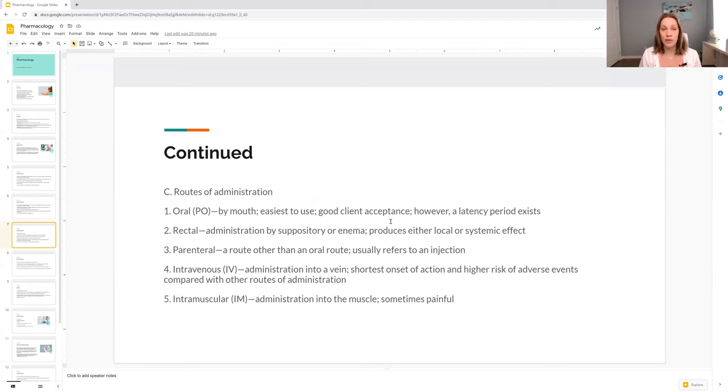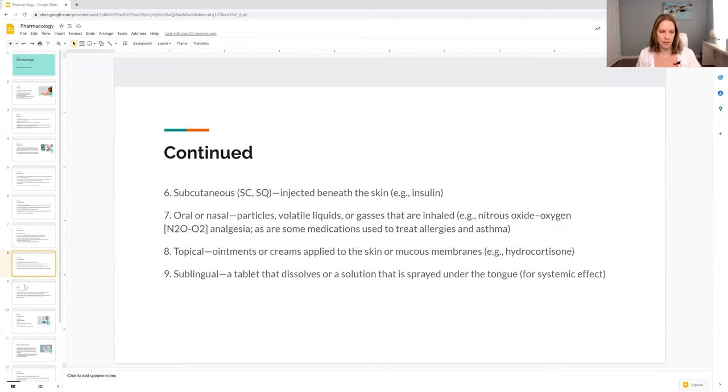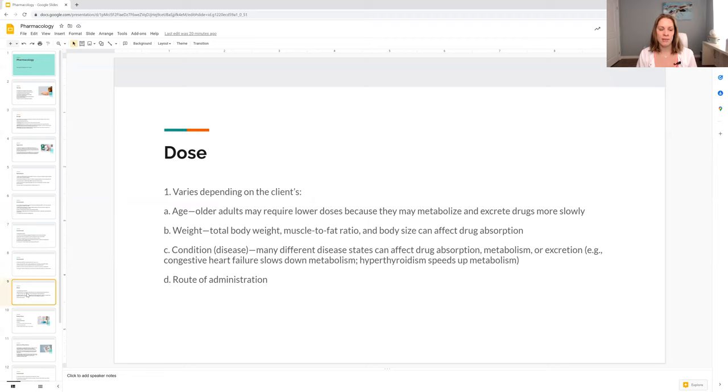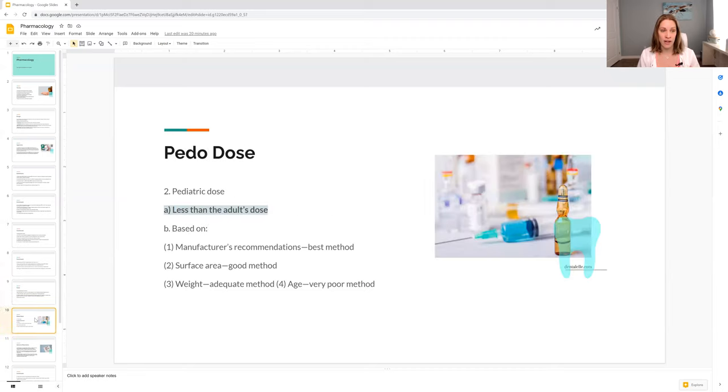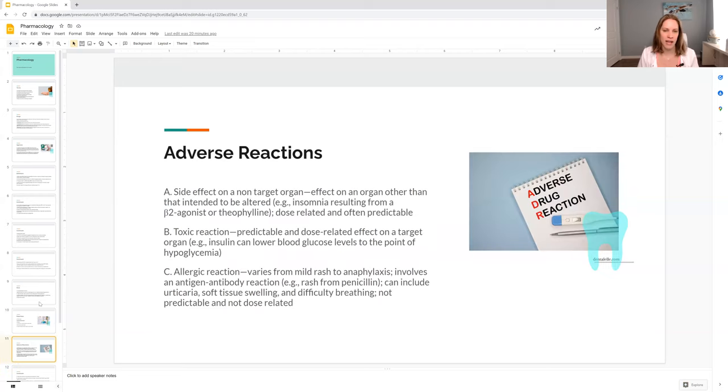Routes of administration. You need to know the different ways that drugs can be administered. And like I said, you guys feel free to take a screenshot of this if you want. Again, there's different ways for drugs to be administered. You need to know that the dose is going to be dependent on the client's age, weight, condition, all of those fun things. We don't just give people pills for the heck of it. It depends on a lot of things.